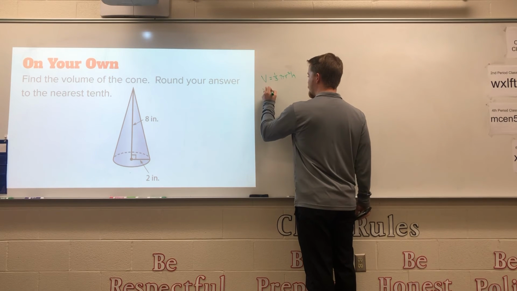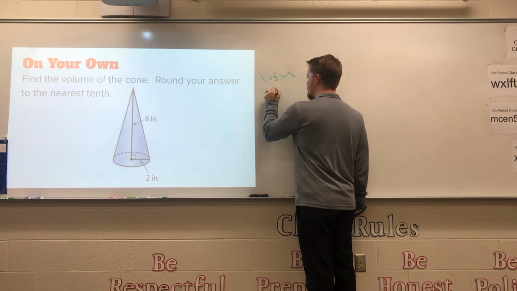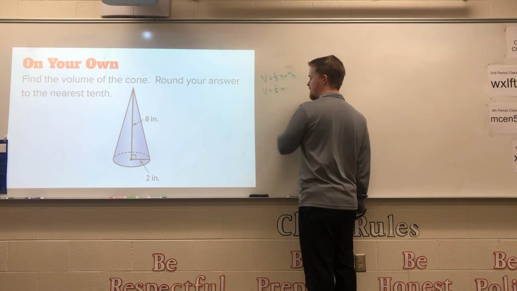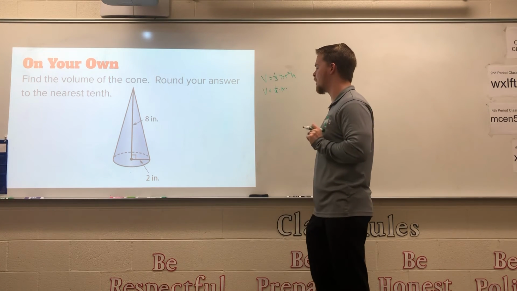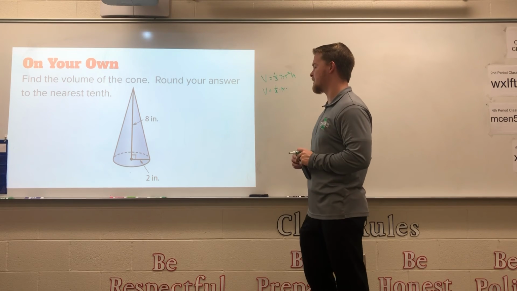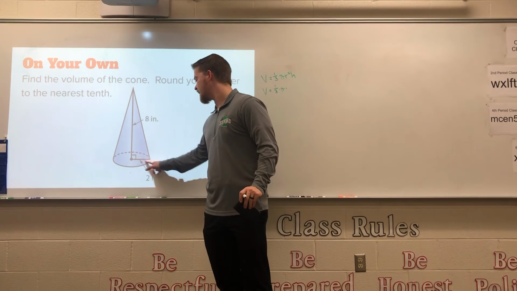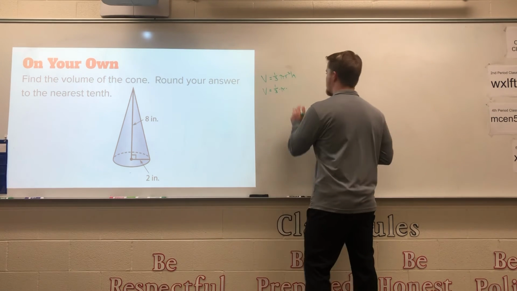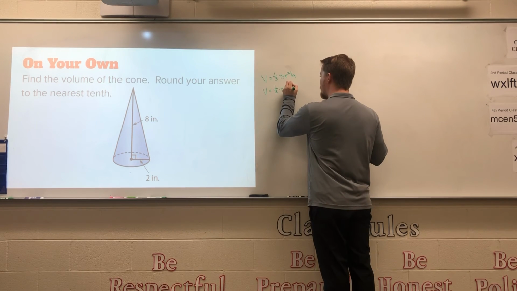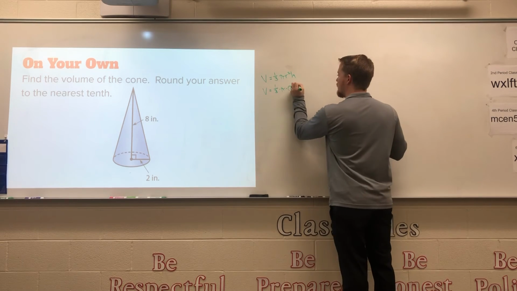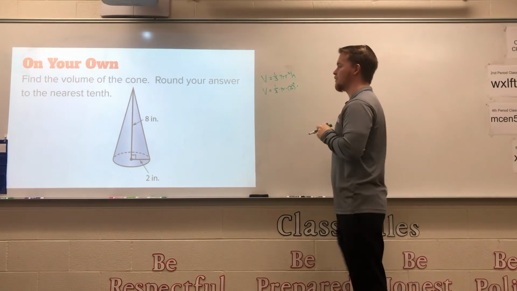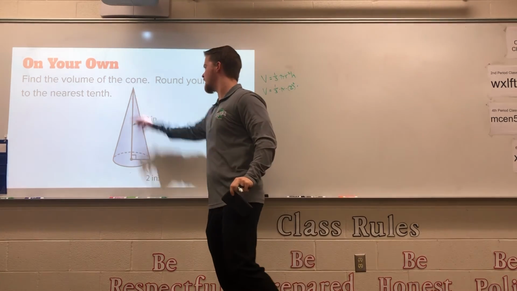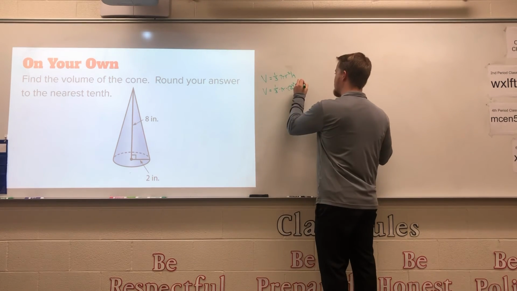So we don't know volume, so I bring down the V equals 1/3 times pi times r squared. We need to know what r is. So radius, in this case, this is a line halfway, so this would be my radius. 2 is my radius, is what I'm going to plug in for r, and that's squared. And then times my height, which my height of this cone is 8 inches. So times 8.